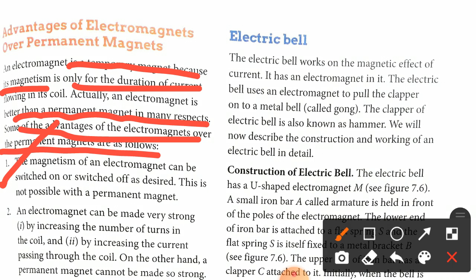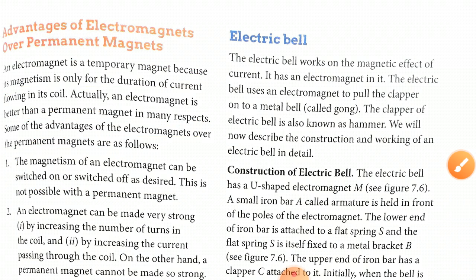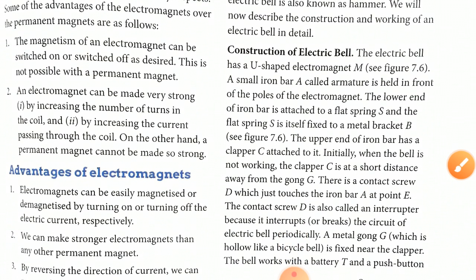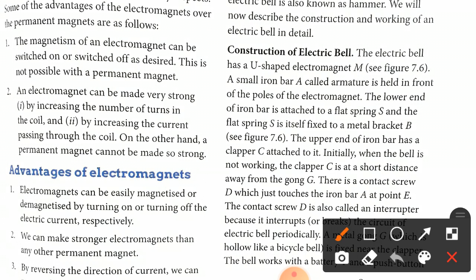The first one is the magnetism of an electromagnet can be switched on or switched off as desired. This is not possible with a permanent magnet. Fine. So this is the first advantage.